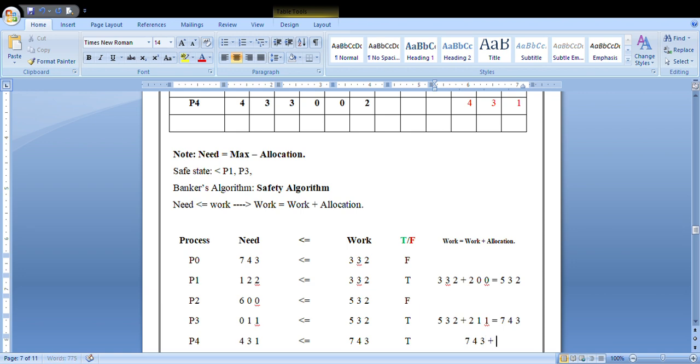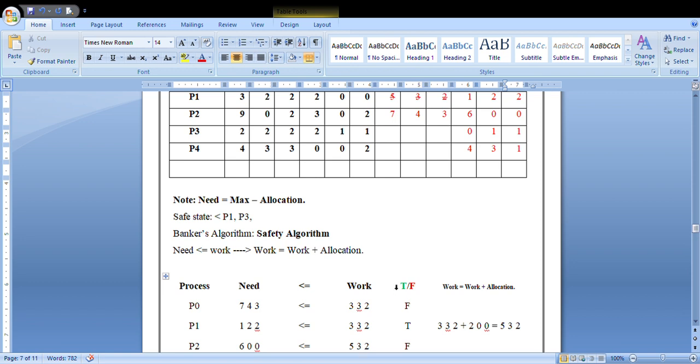Available value plus allocation value 002. So what is the value? 745. This is your new available value. Update the 745 in your available table. You need to scratch out this previous value.